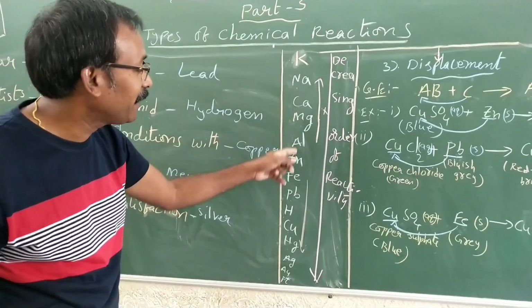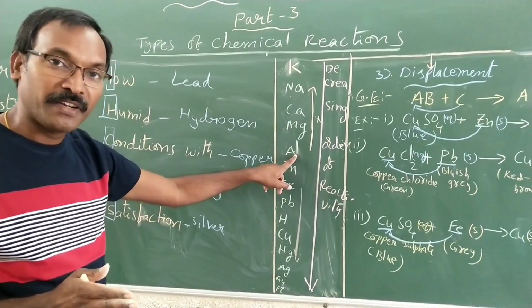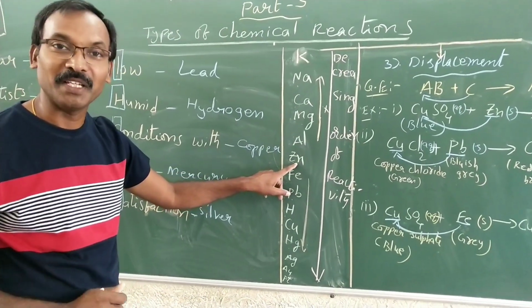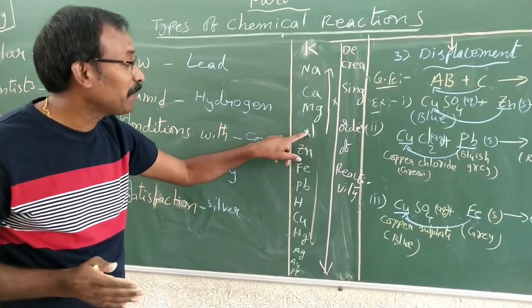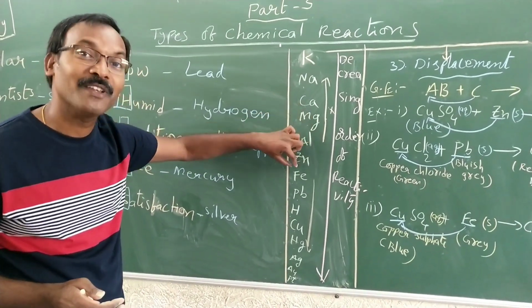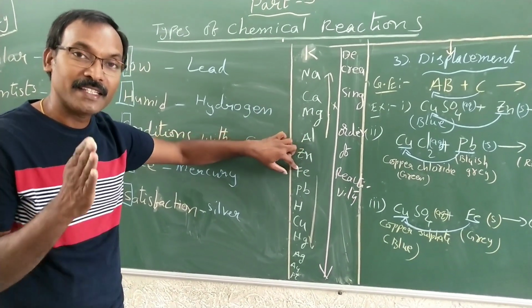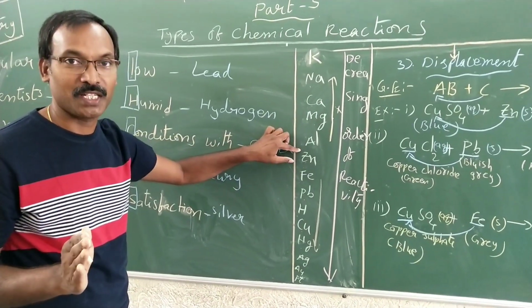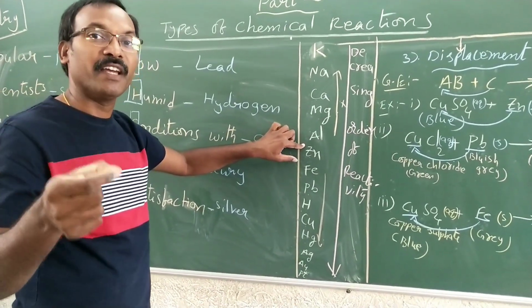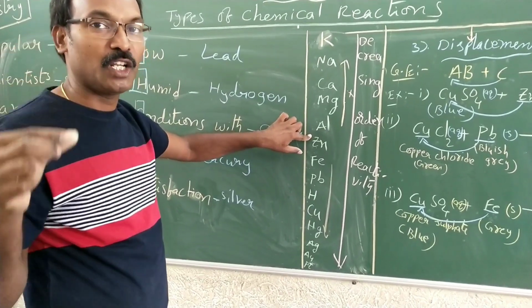Then you have to write this one. In aluminum sulfate solution, zinc cannot displace aluminum. But in the zinc sulfate solution, aluminum can displace zinc because aluminum is more reactive than the zinc. Okay? Zinc sulfate solution and aluminum sulfate solution. And zinc metal as well as aluminum metal are given.